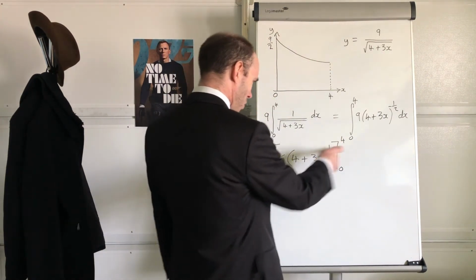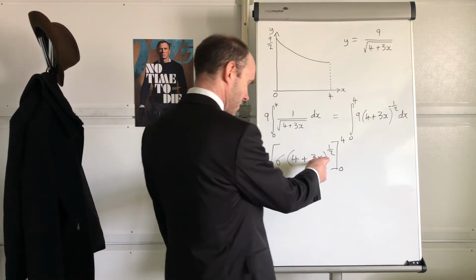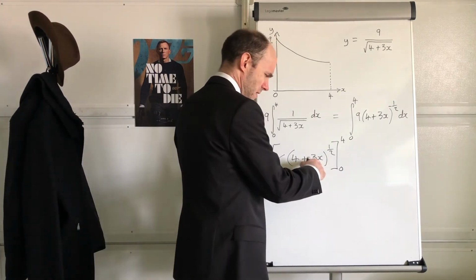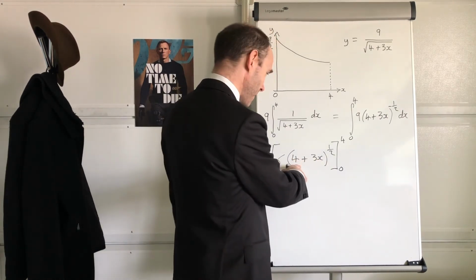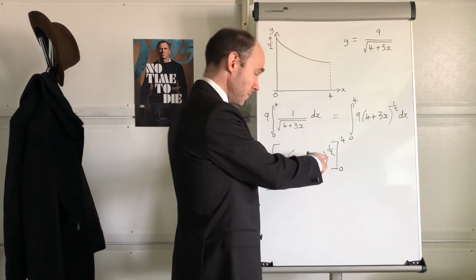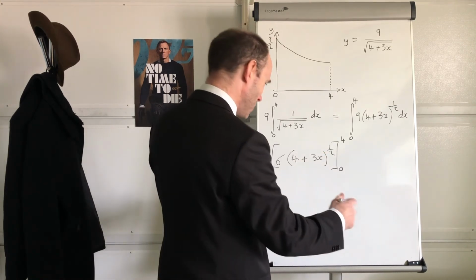Let's just put in the 4, shall we? So you've got 4 plus 3x, so that's 12 plus 4, 16. The square root of 16 is 4. 4 times 6 is 24.